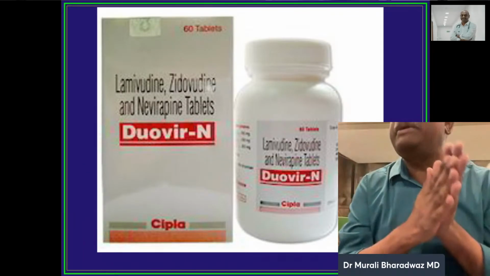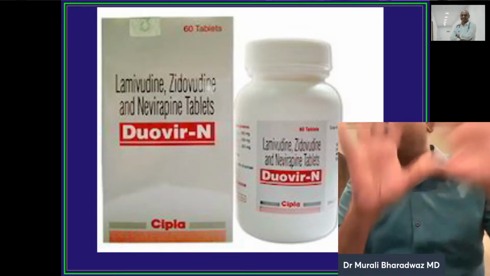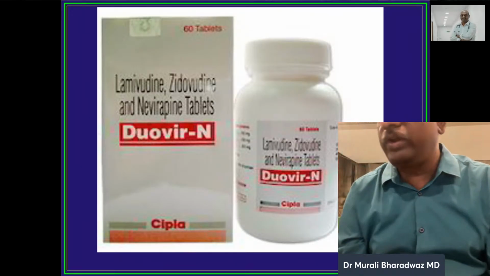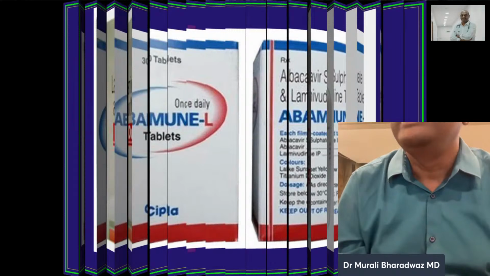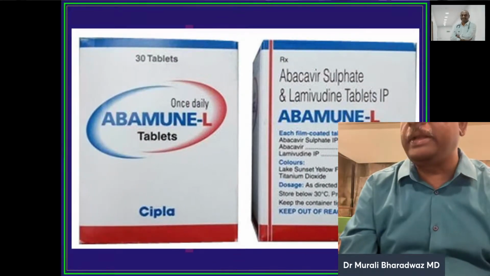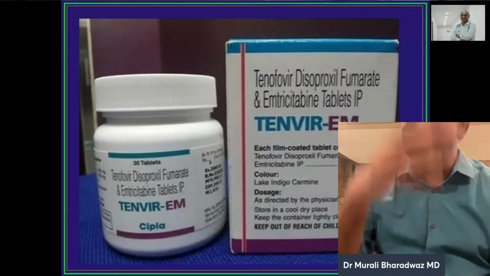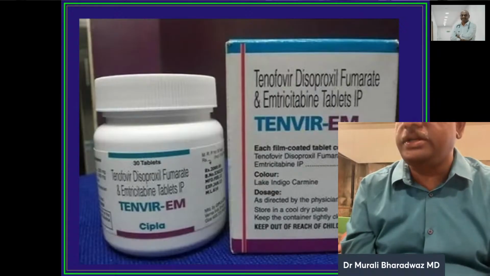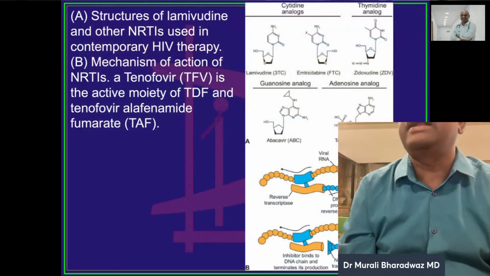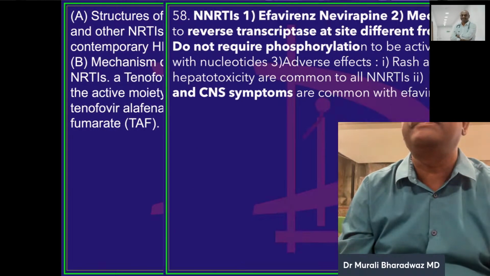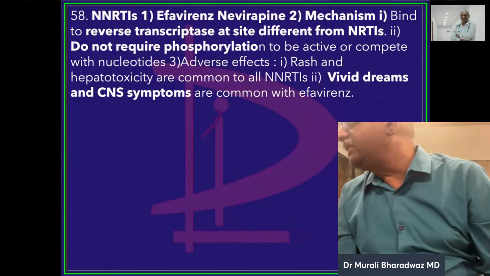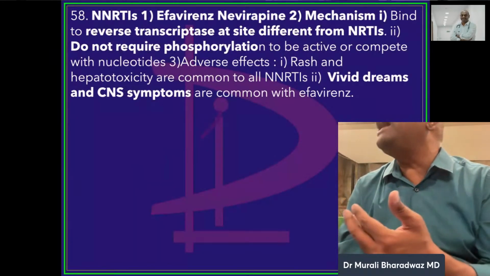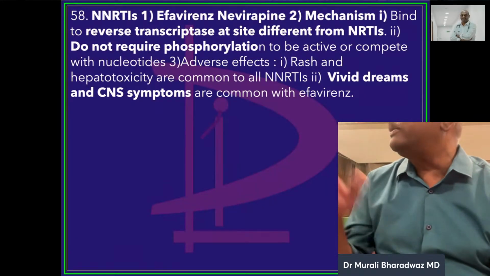So lamivudine, zidovudine, nevirapine combination is called diovirin, a very common brand. Then abacavir lamivudine combination is used. Tenofovir emtricitabine combination is used. Atlanat, different things. Then NNRTIs, what are they? Efavirenz, nevirapine. Two things good about it.